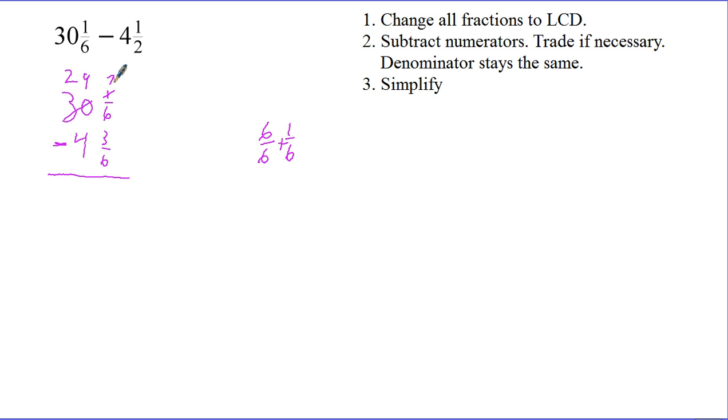Now I can do the subtraction. 7/6 take away 3/6 is 4/6. And then when I subtract the whole numbers, 29 take away 4 is 25. And here's a case where I can't let this answer stand, so I have to call that 25 2/3.